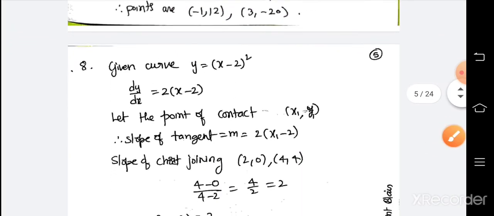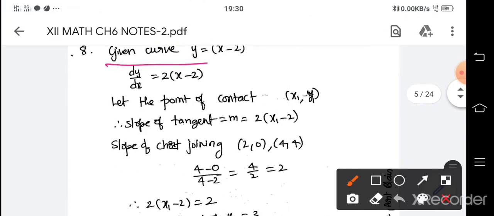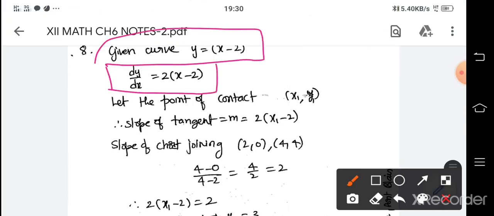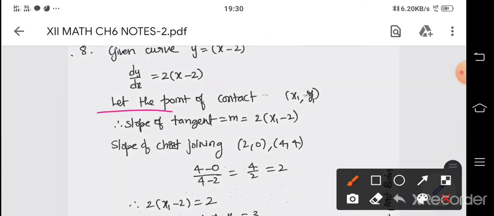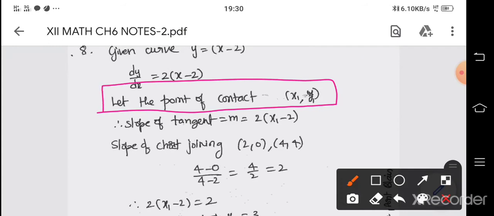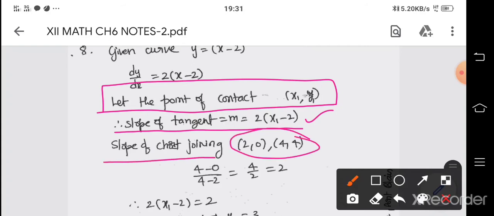Next, given curve y is equal to x minus 2 whole square. So dy by dx is equal to 2 into x minus 2. Because they are asking you again to find out the point of contact, I take the point of contact as x1, y1. They did not give it. If they give it directly, we substitute and we get the slope as some real number. So now slope of the tangent m is equal to 2 into x1 minus 2. The line joining these 2 points, 2, 0 and 4, 4, they are telling that the tangent is parallel to this.